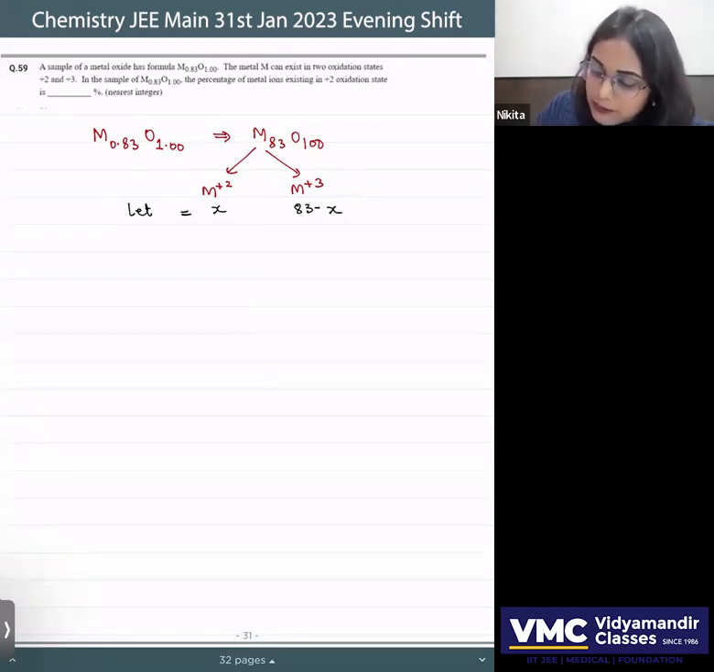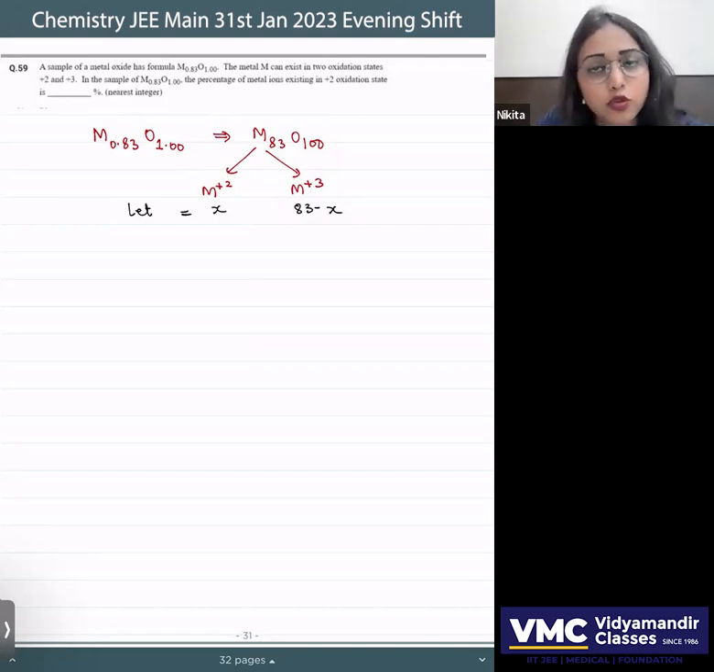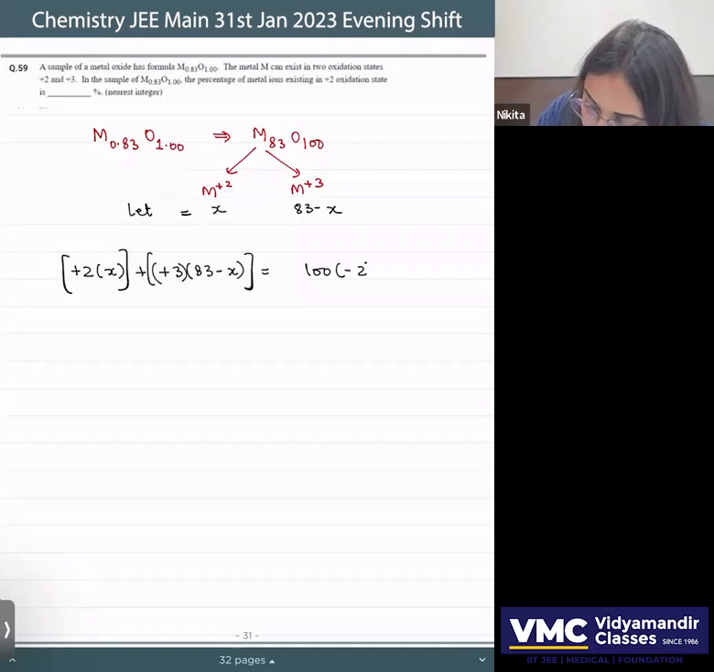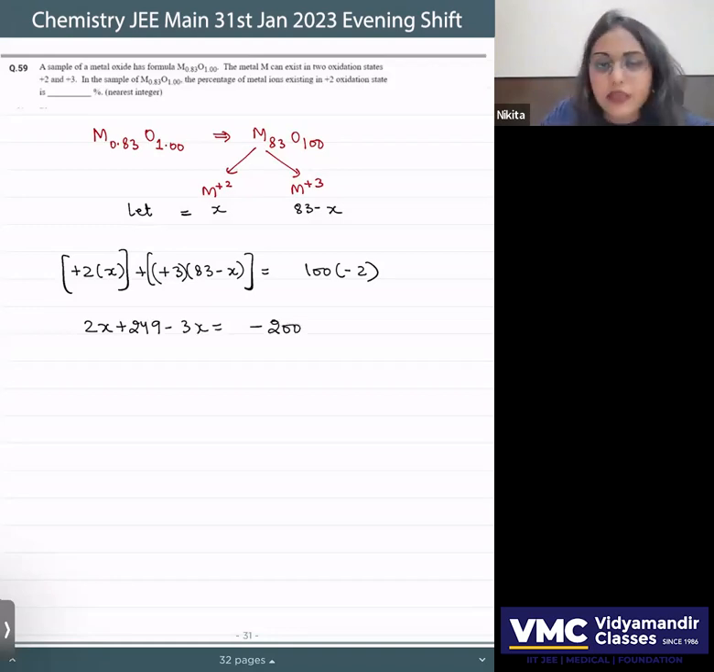So how will we do this? We'll do the net charge balancing here. Total positive charge equals total negative charge. So the total positive charge would be +2 into X plus +3 into 83 minus X. That is equal to 100 into -2. The charge on oxygen, which is -2. So 2X plus 249 minus 3X equals minus 200. This will be X equals 49.